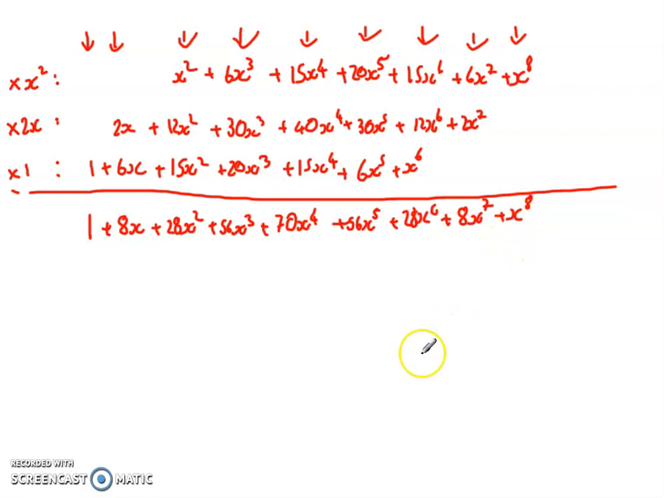Using this tabular method has helped me do it. One key thing, watch the signs. I've no negatives here, but if you get negatives, take them into account. It's just making expanding it a heck of a lot easier.